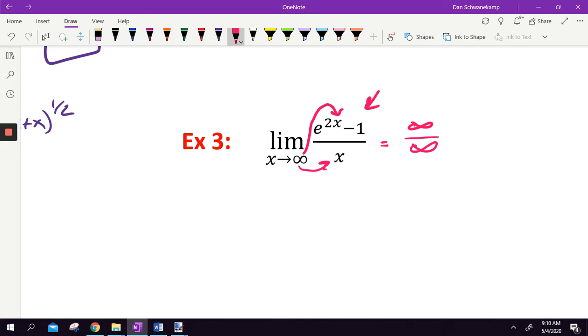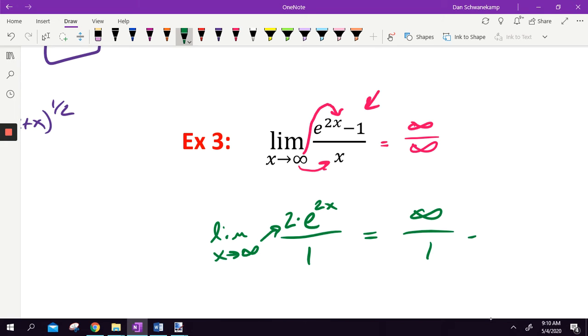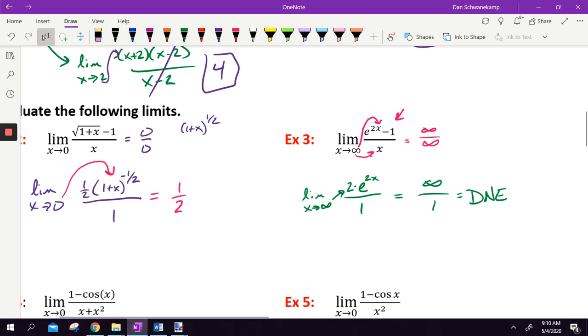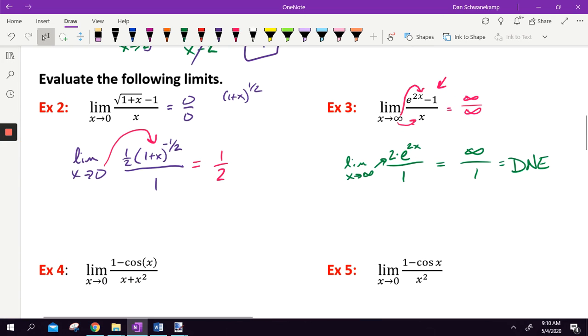L'Hopital's rule says, let's take the derivative of the top. The derivative of e is what you see times the derivative of the exponent. What's the derivative of the bottom? 1. I'm going to find the limit as x approaches infinity. So I'm going to plug infinity in. Hey, guess what? I get infinity over 1, otherwise known as DNE. So L'Hopital's rule helps us with that as well. We're finding horizontal asymptotes there. It does kind of the same thing that we would have done before.